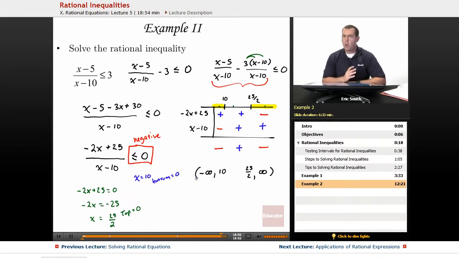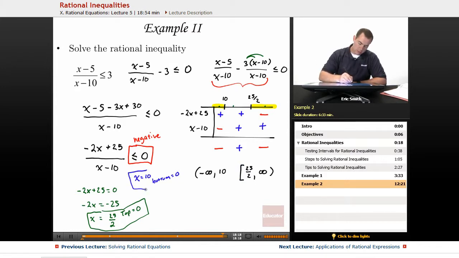This one does have or equals to, so I'll include the places where the top is equal to 0. And we already marked those out. The top is equal to 0 at 25 halves, so we will include it. We never include spots where the bottom is equal to 0, so I will not include the 10. Then we'll finish it off by putting our little union symbol in between.